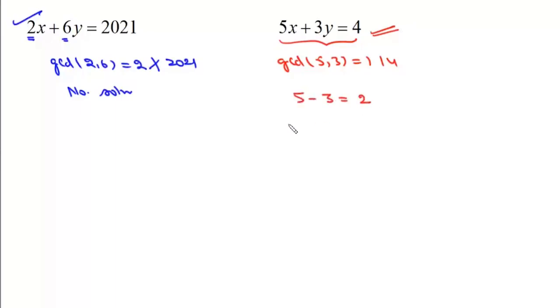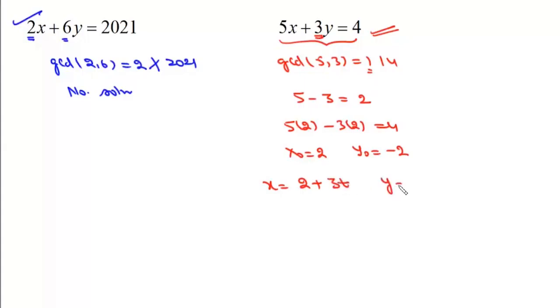Now we know that 5 minus 3 is 2. Now we multiply it with 2, we can write 5 into 2 minus 3 into 2, it is 4. Now here we can write x naught as 2 and y naught as minus 2. Now x is x naught plus b upon d. Now b is 3 and d is 1. So it will be 2 plus 3t, and y will be y naught minus a upon d into t. Now a is 5 and d is 1. So it will be minus 2 minus 5t, where t belongs to Z.